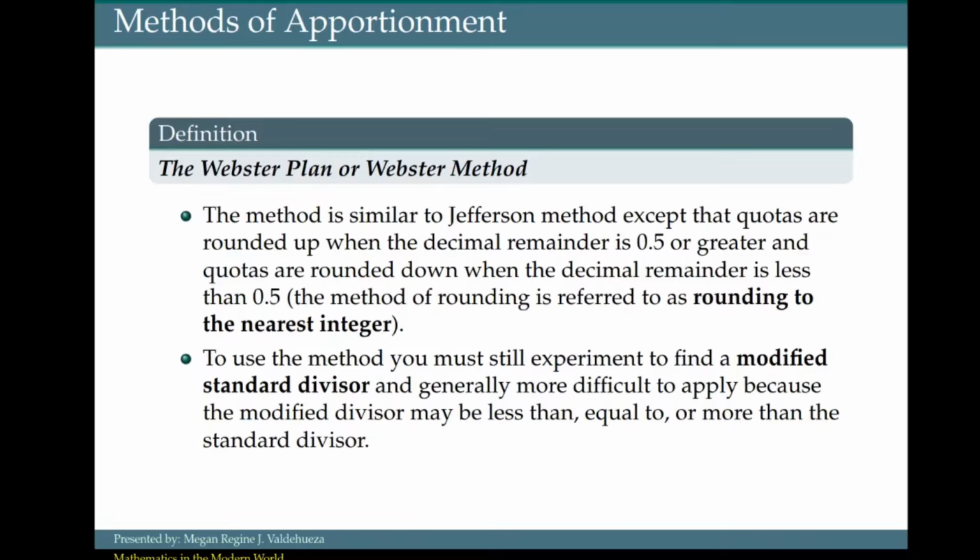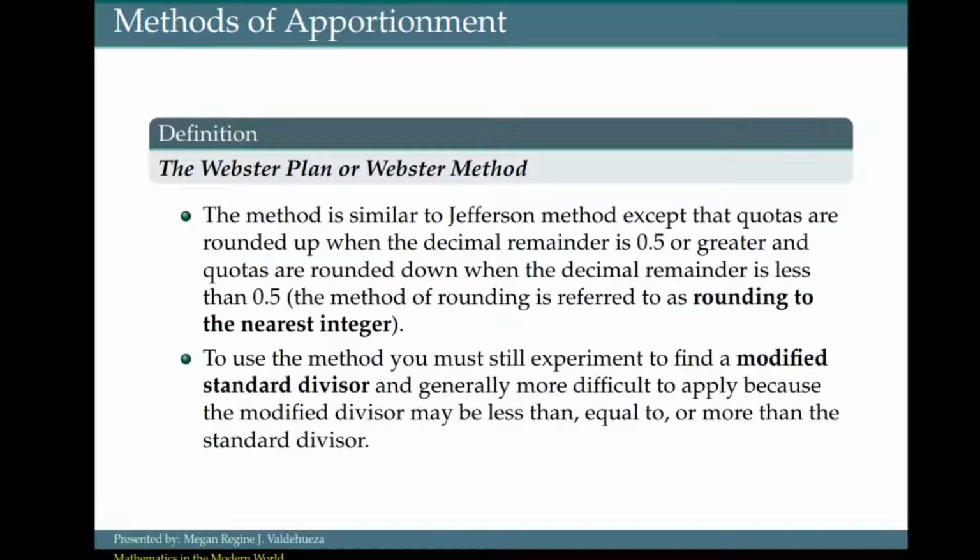The Webster method is an additional method of apportionment. This method is similar to the Jefferson method, except that quotas are rounded up when the decimal remainder is 0.5 or greater, and quotas are rounded down when the decimal remainder is less than 0.5.